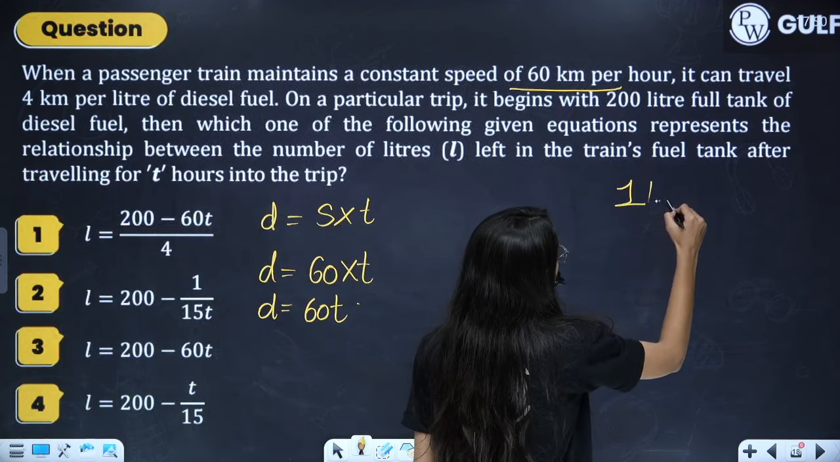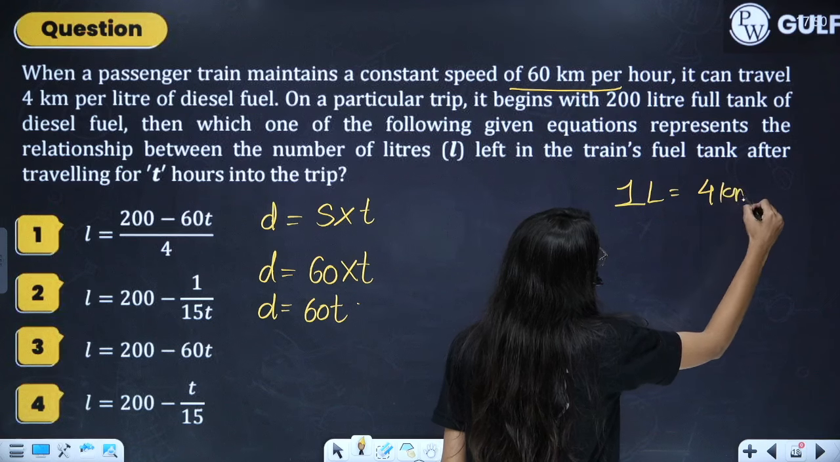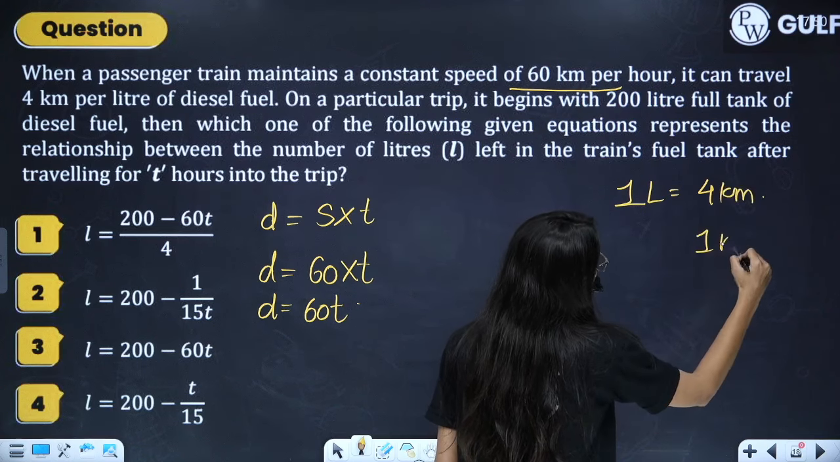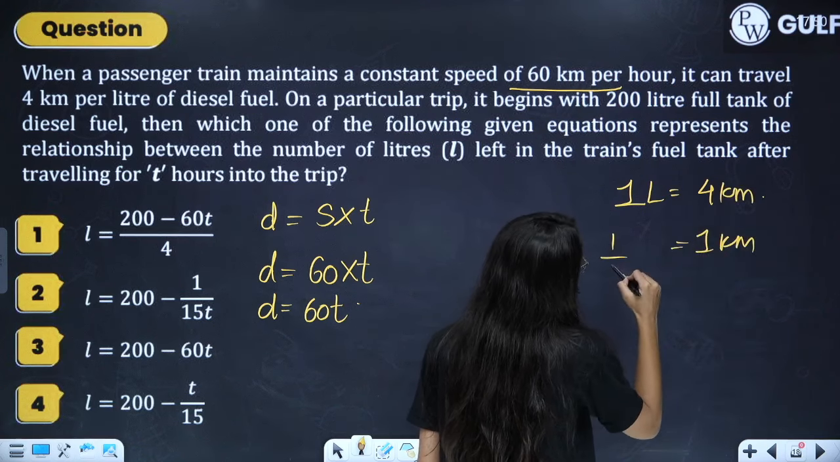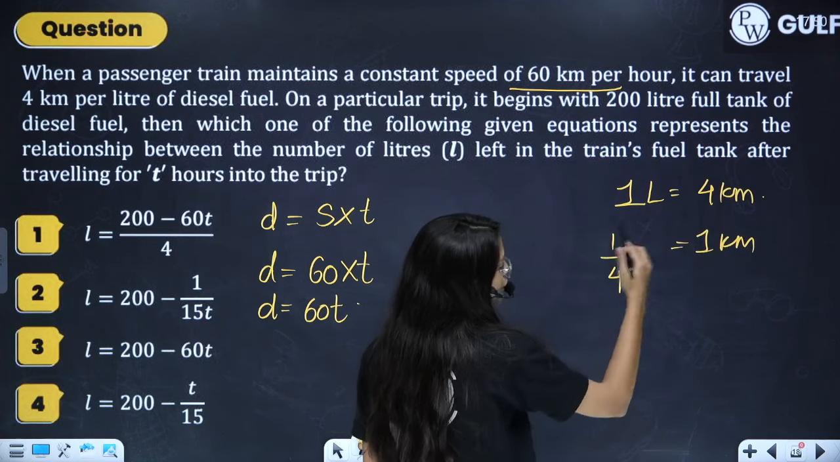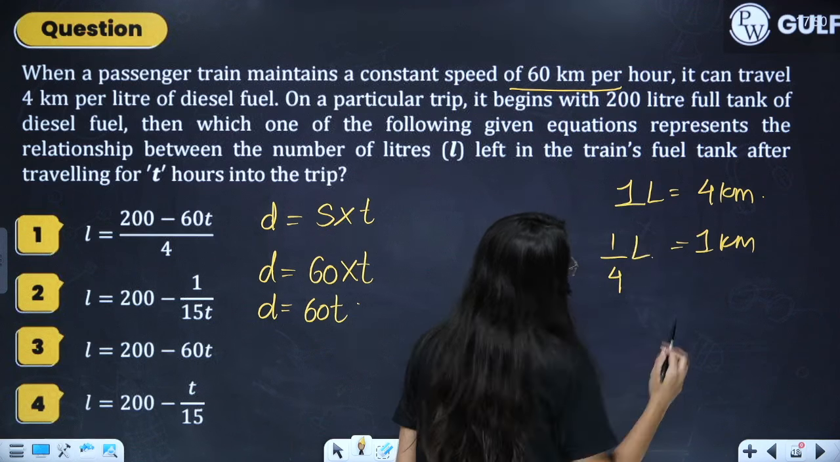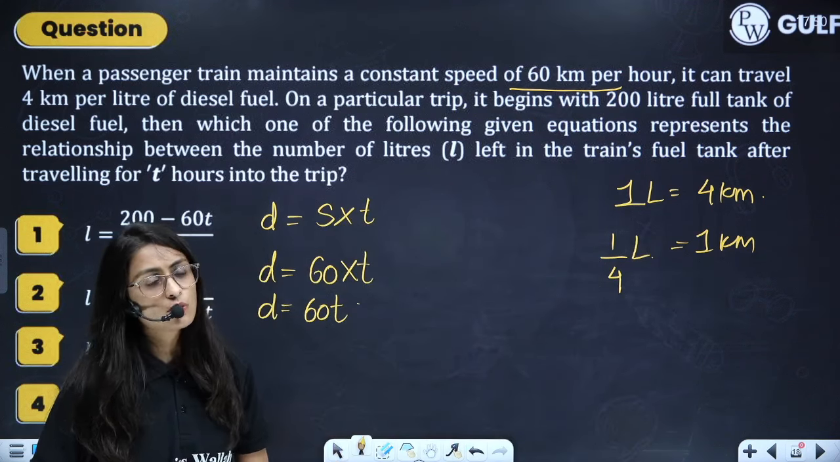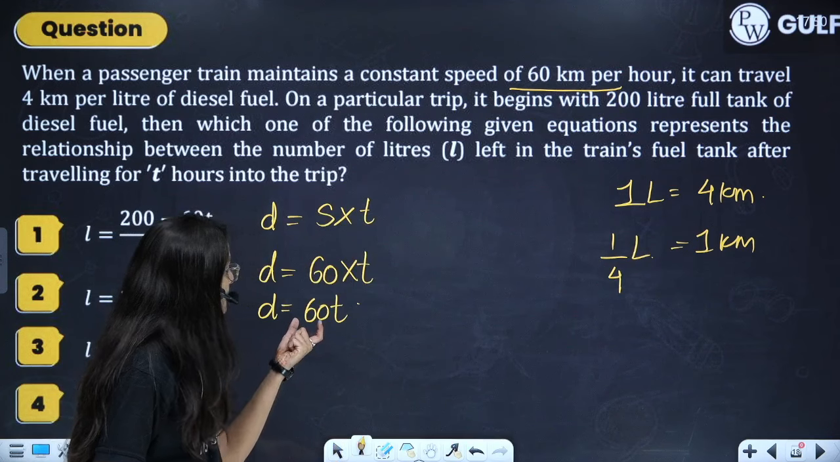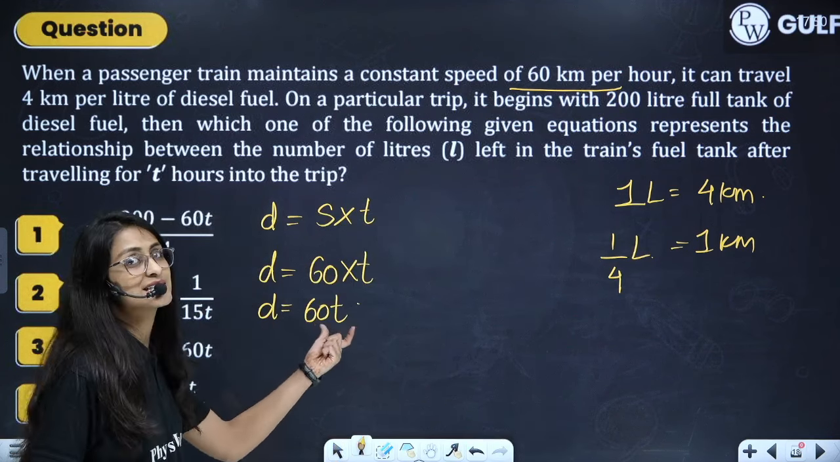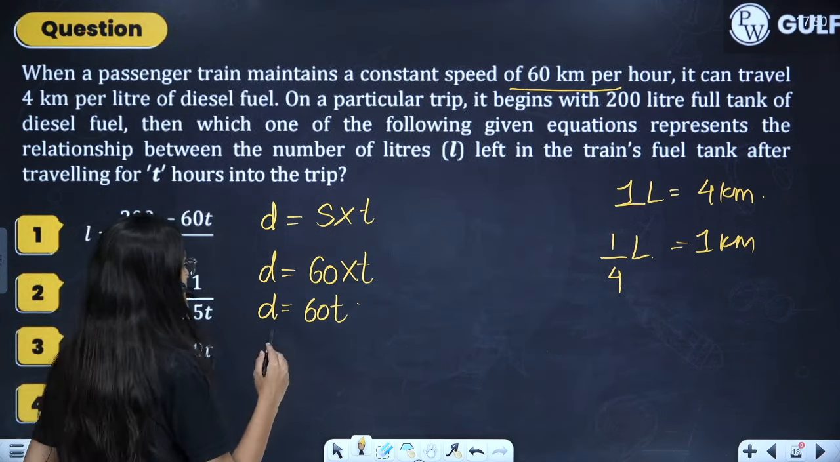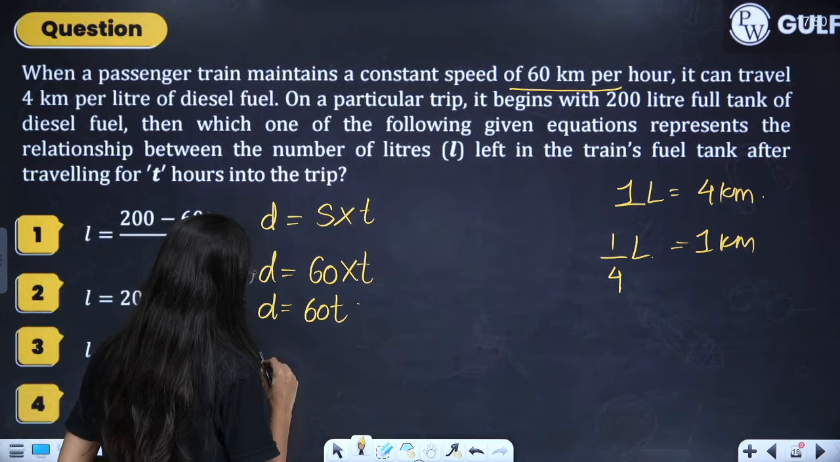So in 1 liter it can travel 4 km. In 1 kilometer, how much will it use? It will be using 1 by 4 liters of fuel. Here I can see its traveling distance is equal to 60T kilometers, right? So I'll just multiply this by 1 by 4 liters.